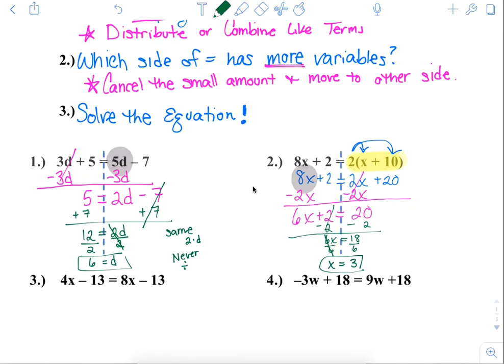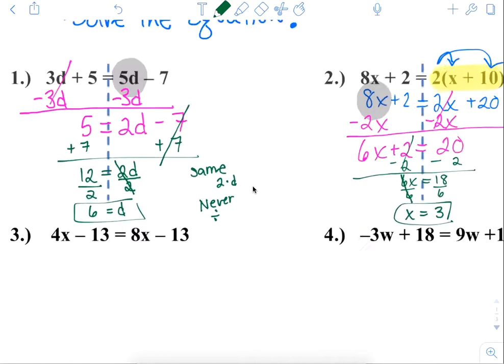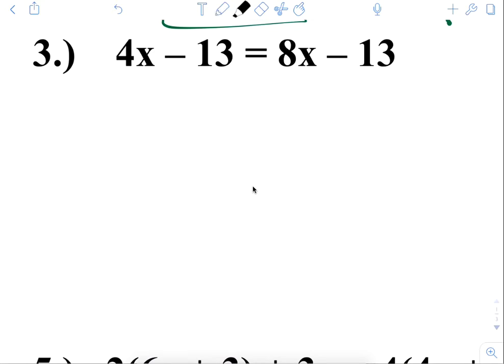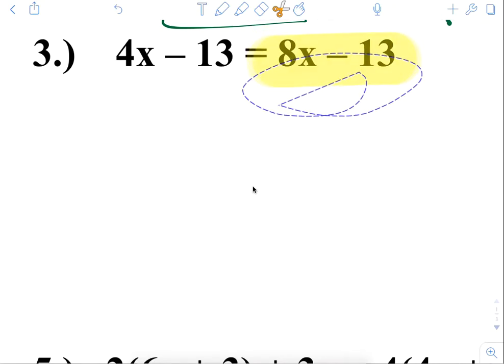Okay. All right, we're going to put that all together on one problem at a time. Okay. I'm going to keep it color-coded the same way, though. So problem 3. Remember, the first thing I'm looking for is, can I simplify either side first? 4x minus 13, nothing to do there. 8x minus 13, nothing to do there. All right, so let's get rid of that.